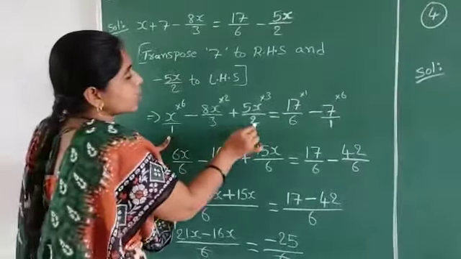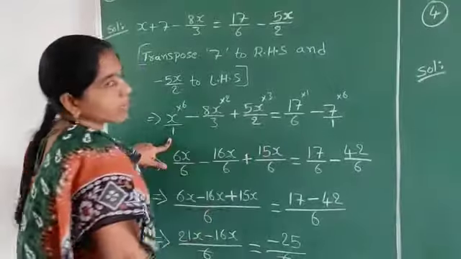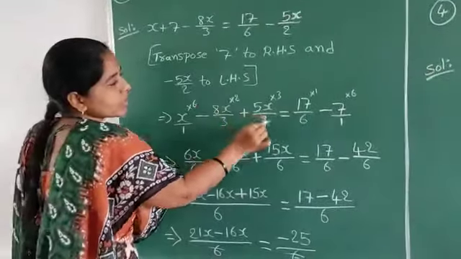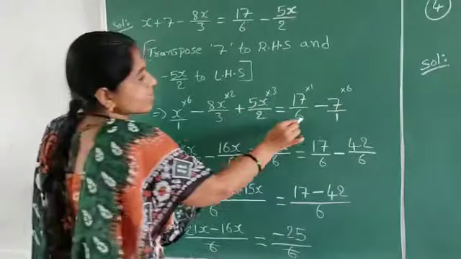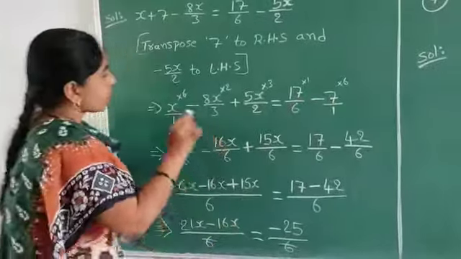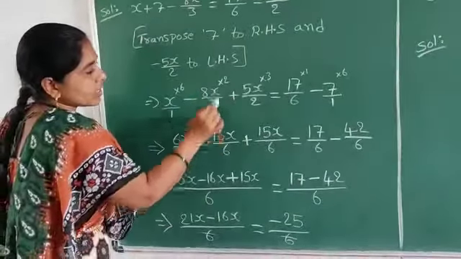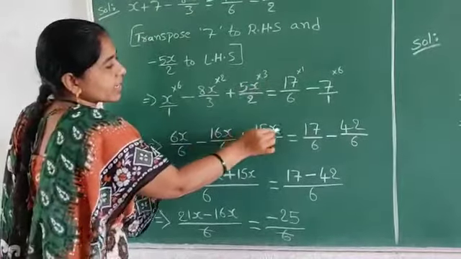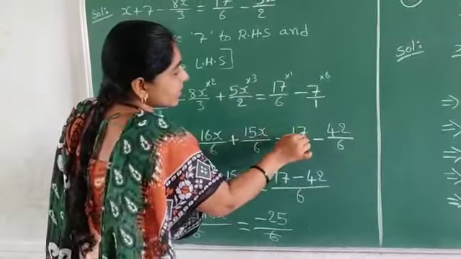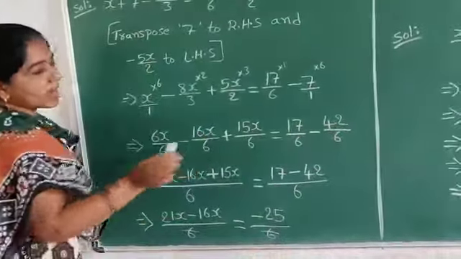Here 1, 3 and 2, the LCM will be 6 because 3 2s are 6. 3 and 2 are prime numbers, children, for that reason. And 1 into 6, 3 2s are 6, 2 3s are 6. And here also it will be 6, then 6 1s are 6, 1 6 is written. 6 into x, 6x, minus 8 2s are 16x, 5 3s are 15x. Denominators are all 6. Here also 1 into 17 is 17 by 6, minus 7 6s are 42 divided by 6. All are like terms, children.